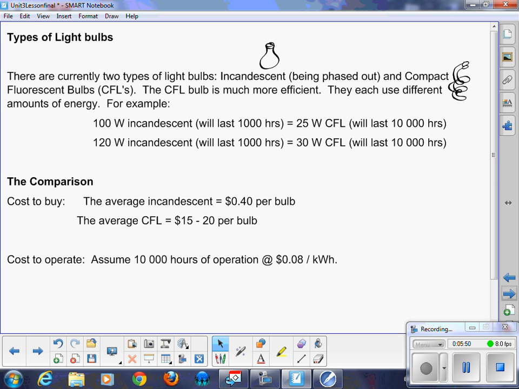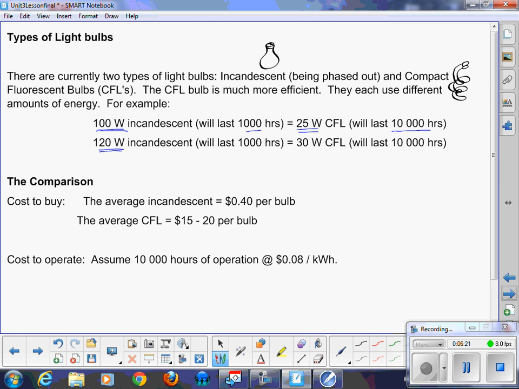So the CFLs are much, much more efficient. They use different amounts of energy. So for example, common household wattages, if you use a 100-watt bulb in the house, it lasts 1,000 hours. To get the same amount of light, you would use a 25-watt CFL, and those twisty lights are actually rated for 10,000 hours. Okay? If you want a brighter light, you'd have to go to a 120-watt bulb.